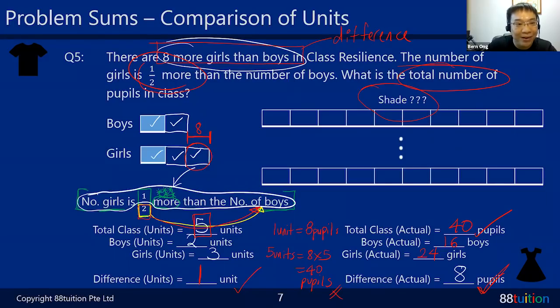All right. If we do not have the total, then how to shade? So they are a little bit different. The ways of asking are different. However, the conclusion is the same.